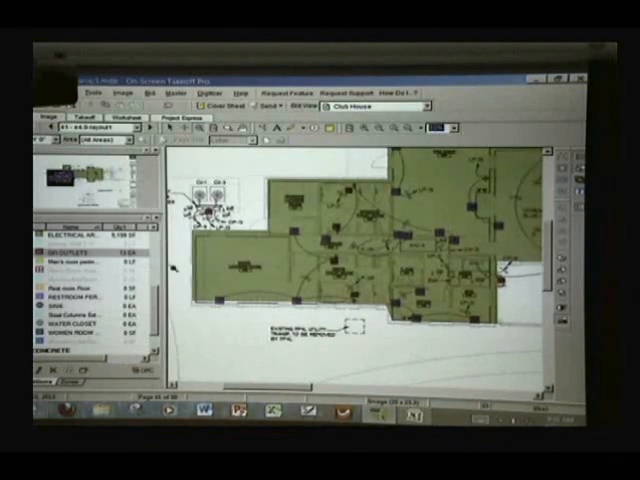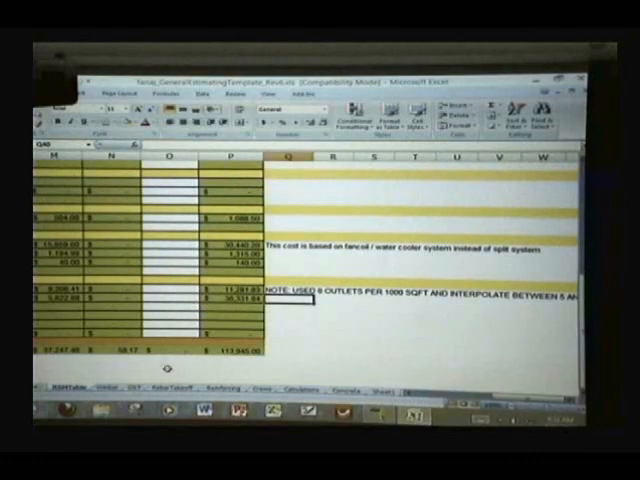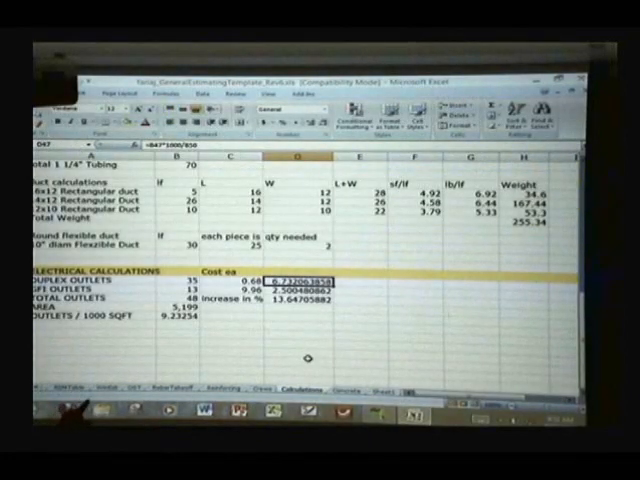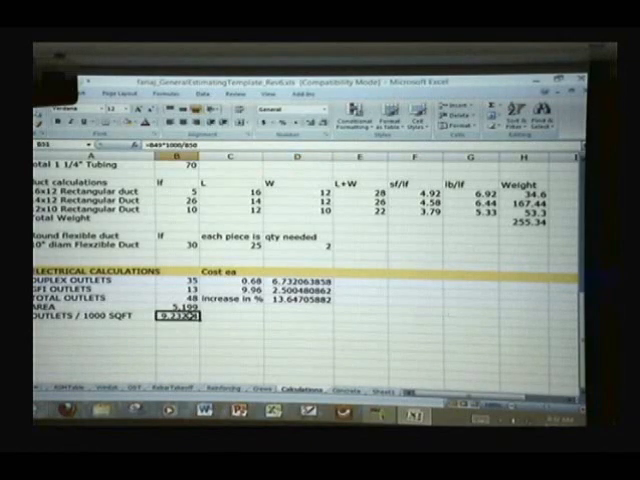Go to the Excel file, go to the calculations. Now see, we have the duplex outlets and the GFIs. They add to 48. So when we divide by 5,000, we get 9.23, right? So we need to use again the cost of 10 outlets per square feet, right? Okay, so we need to go back and change that on the RMS table.